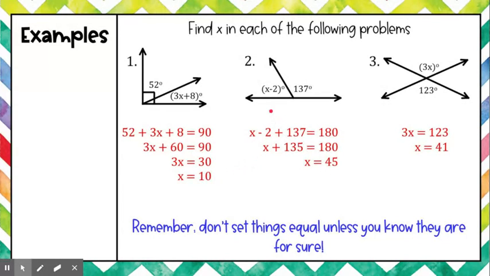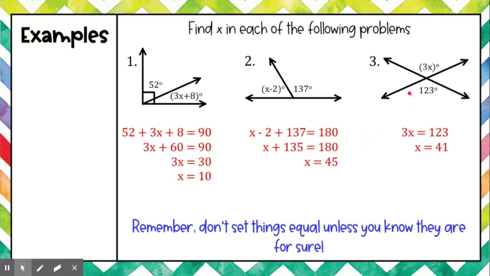Now come over here to number 2. We know that x minus 2 plus 137 is going to give us 180 because these two angles right here form this line, and a line is 180 degrees. So x plus 135 equals 180 degrees. We're going to combine these terms. Negative 2 plus 137 gives us 135. x plus 135 equals 180. We're going to subtract 135 from both sides. That gives us our x, and x equals 45.